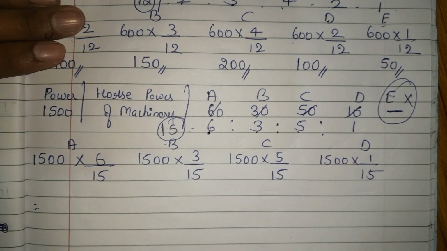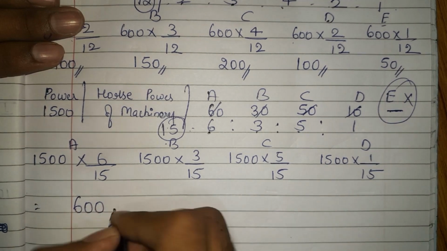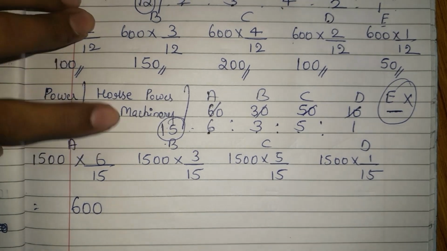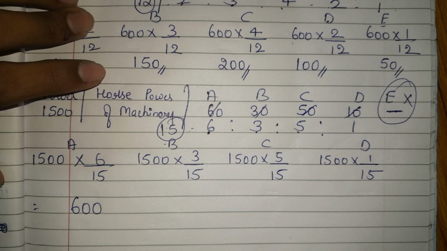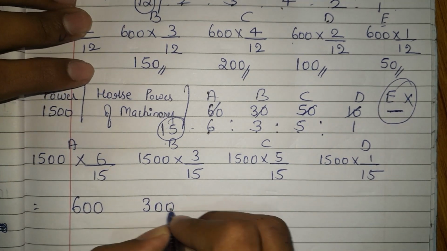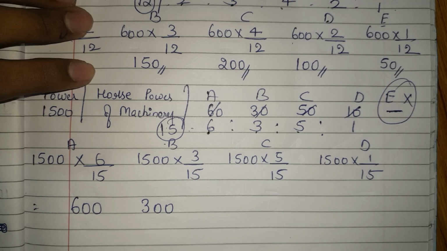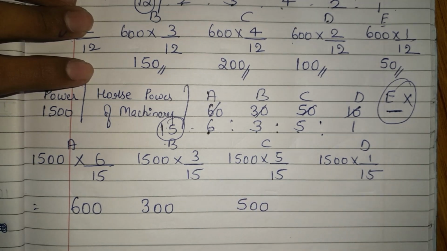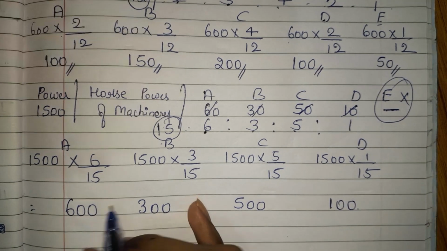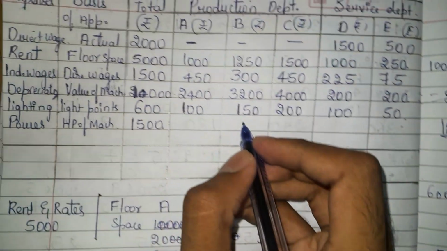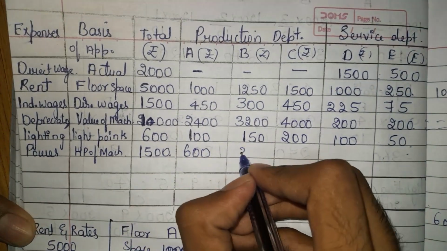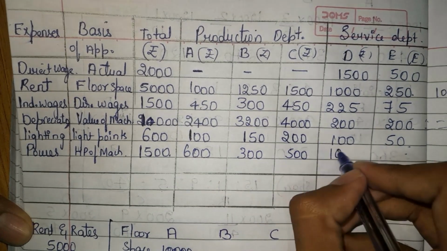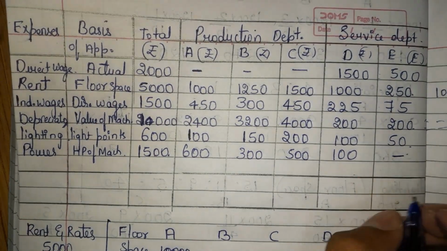Now, A department, 1500 into 6 divided by 15, will be 600 rupees. Next, B department, 1500 into 3 divided by 15, will be 300 rupees. Next, 1500 into 5 divided by 15 will be 500 rupees. And 1500 into 1 divided by 15 will be 100 rupees. Now 600, 300, 500 and 100, we have to write it here. For E department, there is no power used.